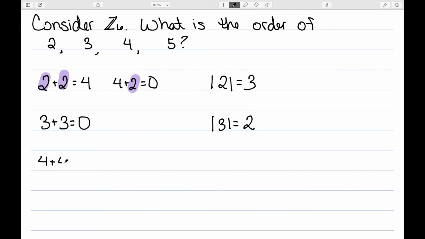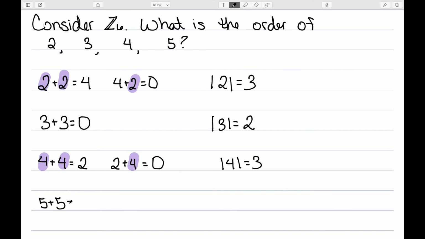For 4, 4 plus 4 is 8, which is the same thing as 2 mod 6. And 2 plus 4 is the same thing as 0. So I had 3 4's. That tells me that the order of 4 is 3.